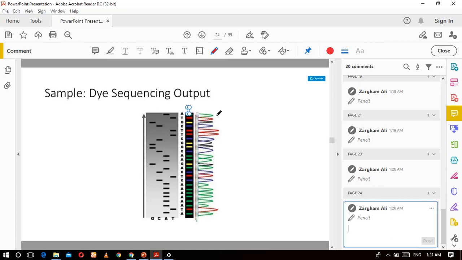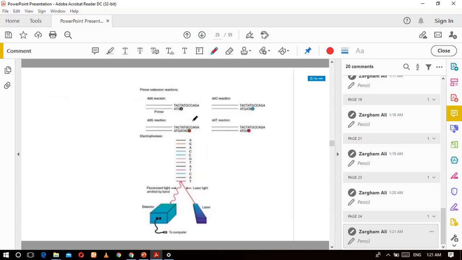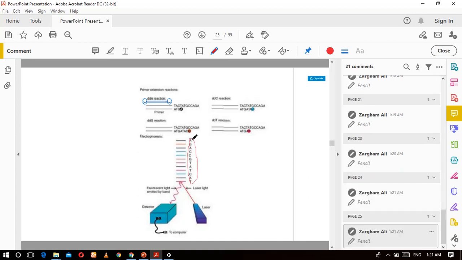When A is detected, it will emit the green color. When T is detected, it will emit red color, and so on. This is another example. It is a dideoxy reaction, and here we get our sequence. As we can see, A is labeled purple, G is pink, and so on.